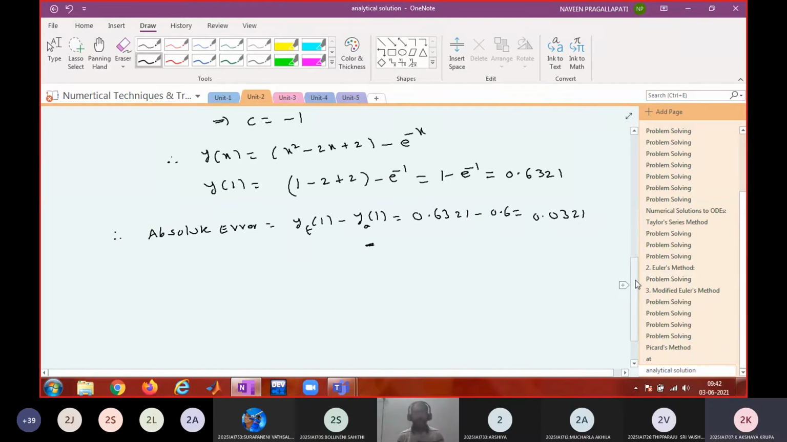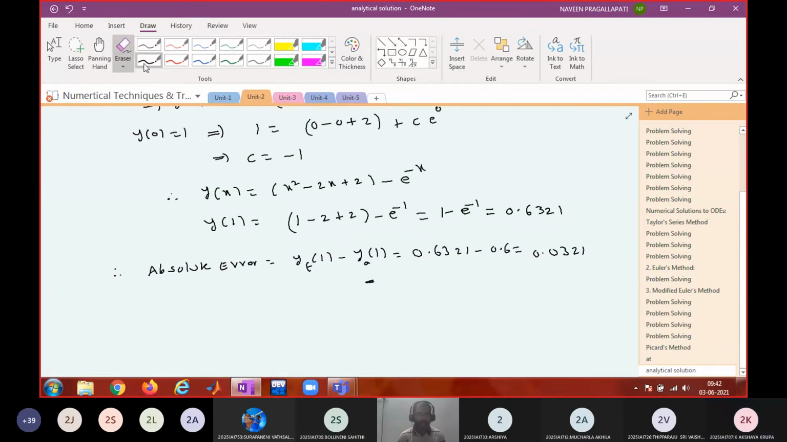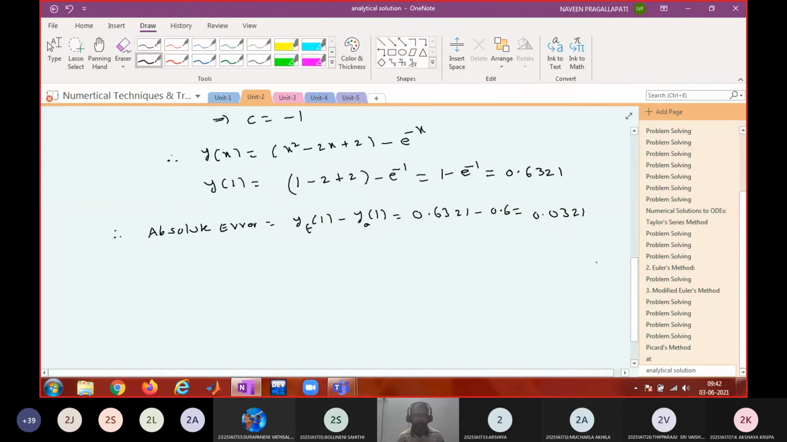Yes, sir. Okay, so I'll just discuss one more problem and we'll move on to the next. Which one shall we take up? Okay, take this fourth problem in the exercise. So this is y dash equals y minus x by y plus x, with y of 0 equal to 1.